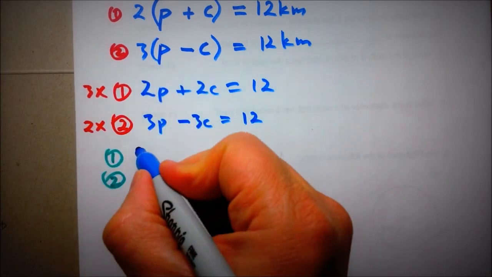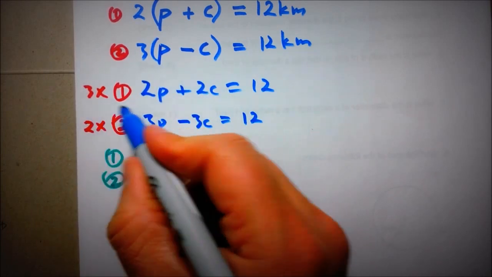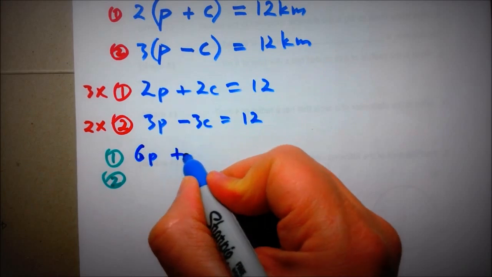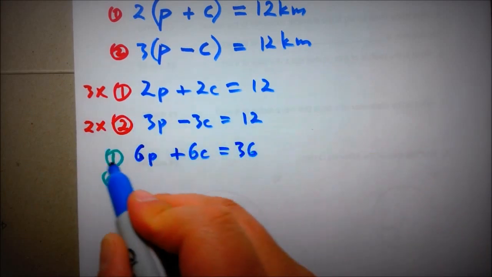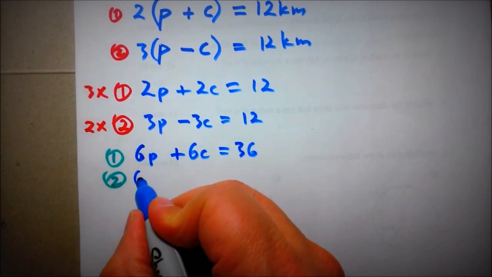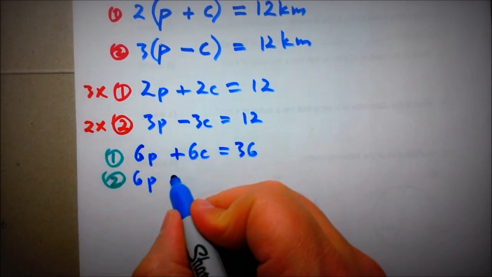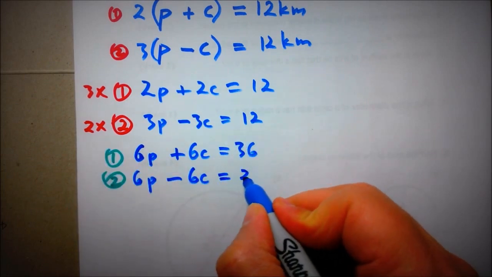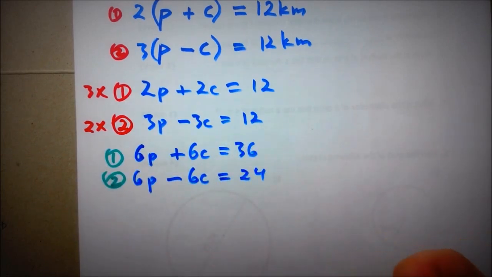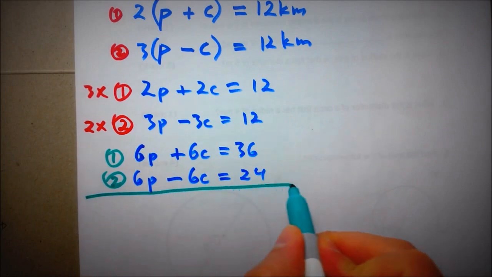3 times 2P gives us 6P. 3 times 2C gives us 6C. And 3 times 12 gives us 36. 2 times 3P gives us 6P. Here we get negative 6C, and here we get 24. Now what I can do with these two equations is subtract them in order to eliminate P. So let's do that.